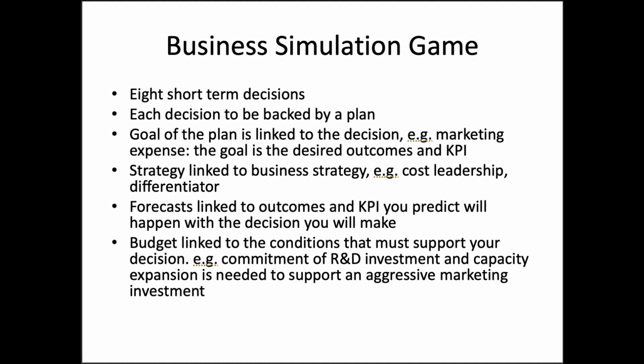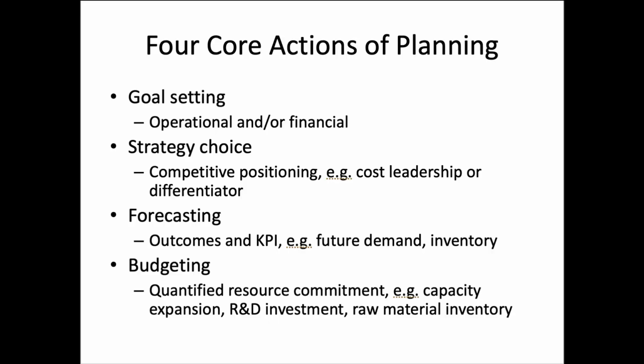For example, aggressive marketing to generate demand needs large production capacity to fulfill demand. Is that available now and committed? R&D investment must be made to support an aggressive marketing campaign. Is that committed? At its core, business planning consists of 4 interconnected actions: goal setting, strategy choice, forecasting, and budgeting.